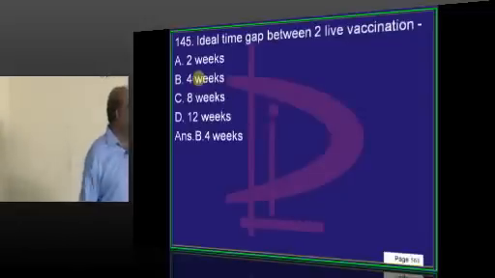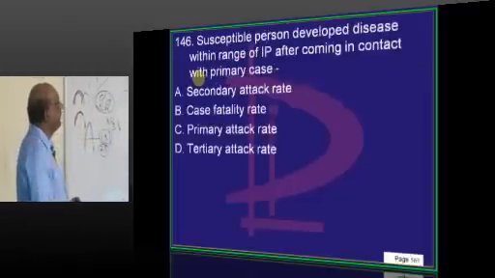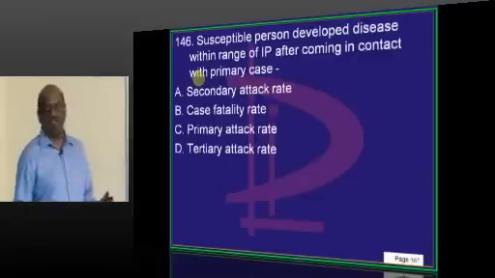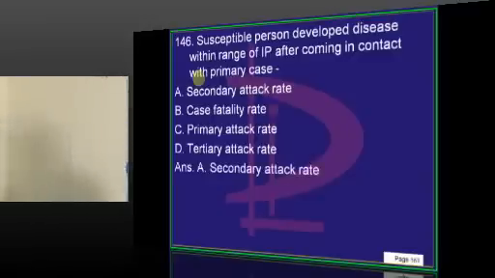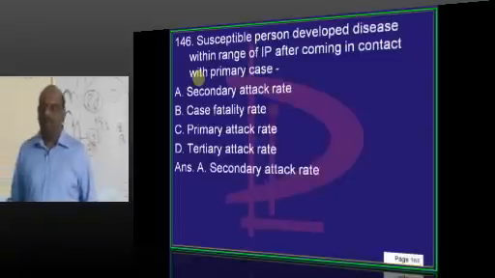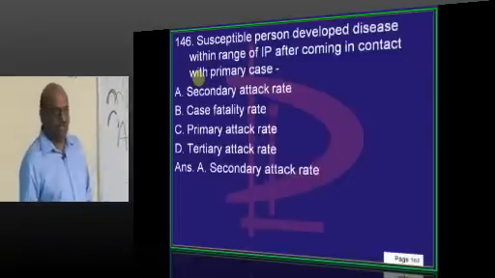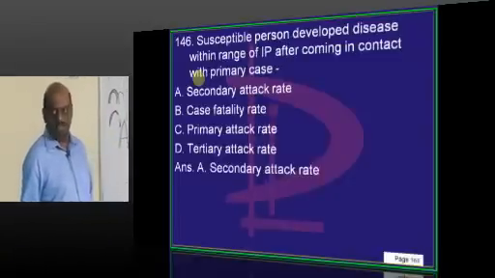The time gap between two vaccines should be at least 4 weeks. Then a susceptible person within the incubation period developing disease from the primary contact is basically called secondary attack rate. But you all know that in calculating the secondary attack rate you never include the primary case in the numerator.